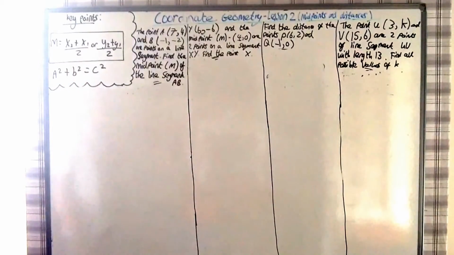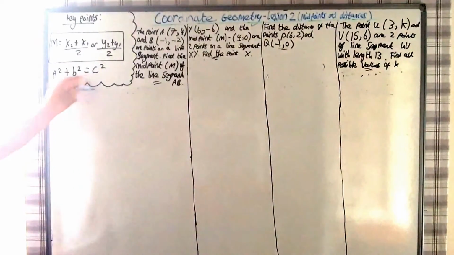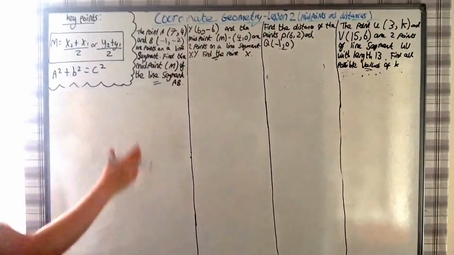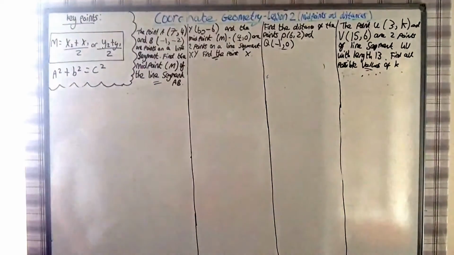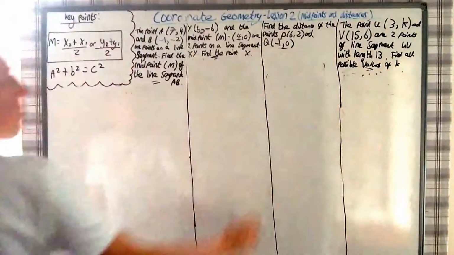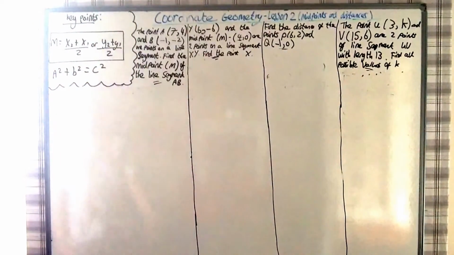And the second formula is Pythagoras' theorem. Hopefully you notice this from GCSE. A squared plus b squared equals c squared. Now this can be used to find a missing side of a right angled triangle. And this is relevant when we're finding the distance given pairs of coordinates. So let's get started straight with the midpoints question.